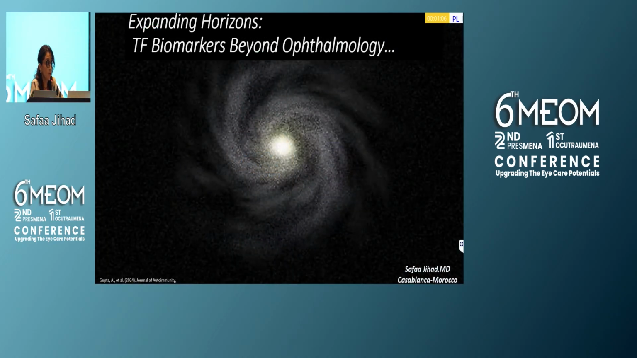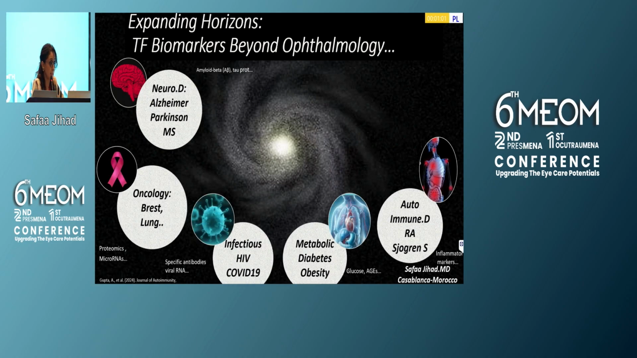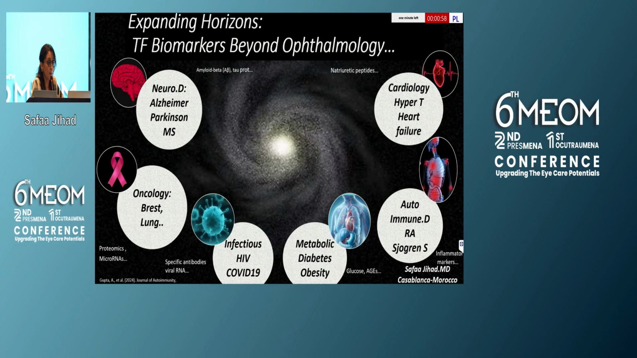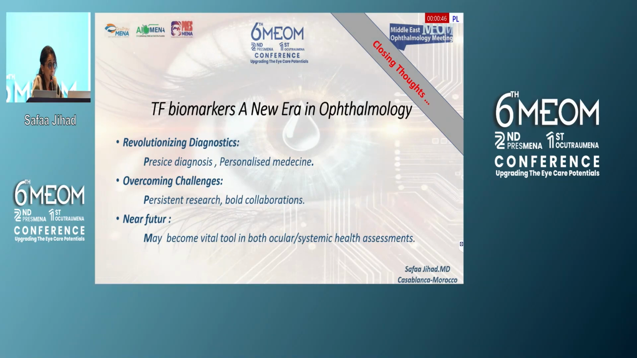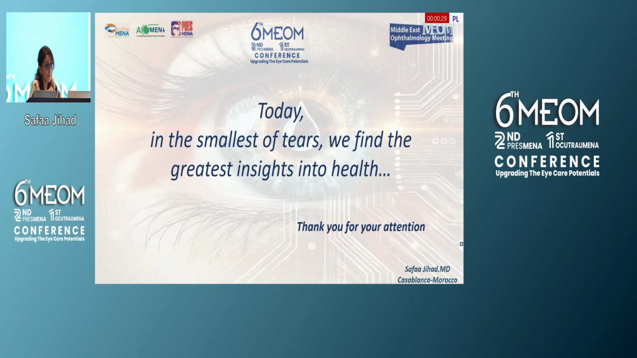And today, those tear film biomarkers are making waves beyond ophthalmology, and we are using them in many systemic diseases like neurodegenerative disease through the level of amyloid beta, oncology, breast cancer, lung cancer, infectious disease, metabolic disease, autoimmune disease, or even in cardiology through the level of natriuretic peptide. So here we can say that tear film is a real new era in ophthalmology. It can help us deliver personalized medicine, but we still need persistent research and bold collaboration to overcome some challenges. But for sure, they have become a vital tool in both ocular and systemic health assessment. Today, we can say that in the smallest of tears, we can find the greatest insight into health. Thank you.